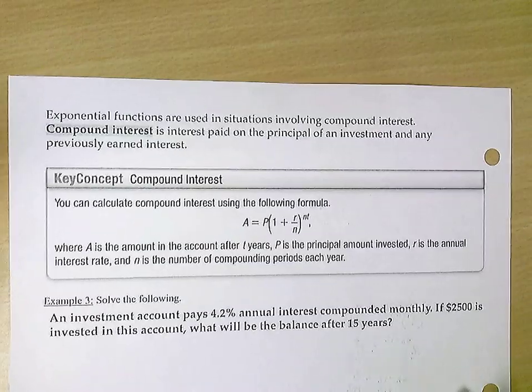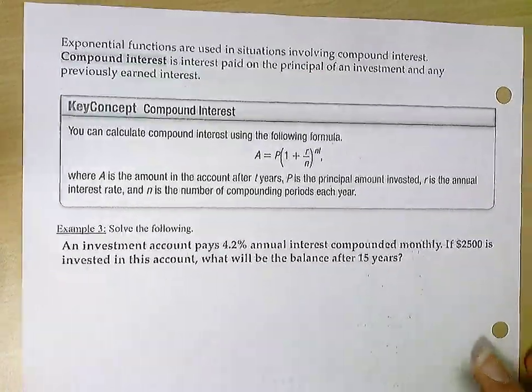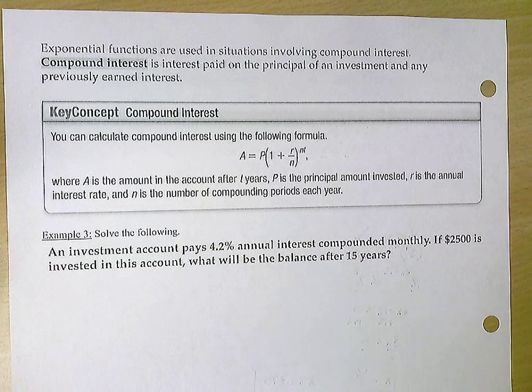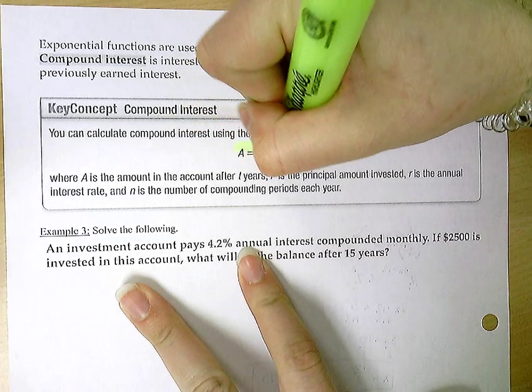All right, then if we go to the back, I'm going to go over compound interest. So exponential functions are used in situations involving compound interest. Compound interest is interest paid on the principal of an investment and any previously earned interest. So I do give you the formula here. Okay, so we calculate compound interest using this formula.